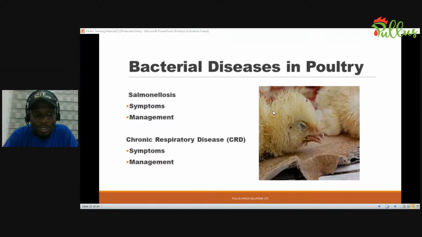If the breeders that lay the eggs used to hatch these chicks have this problem, they can transfer it to the chicks. And when you buy these chicks, you will discover that they come with this problem, and it is very, very difficult sometimes to manage. That is why we always advise that you buy your chicks from a reliable source, a reliable hatchery, so that you can avoid some of these challenges.